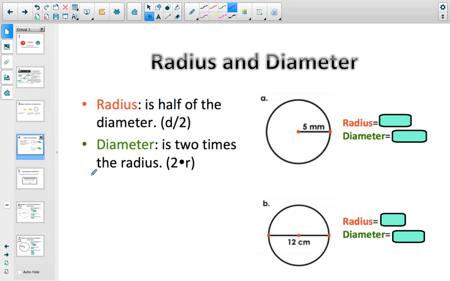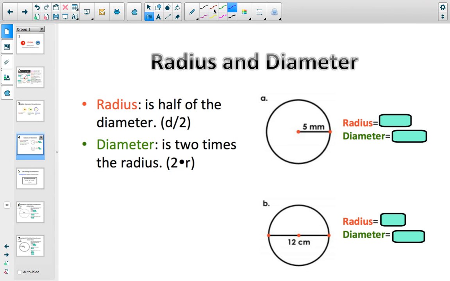Let's do an example of finding the radius and the diameter. So radius is half of the diameter. Say you're given a circle that provides you with the diameter and it asks you to find the radius, you would do diameter divided by 2. Diameter is 2 times the radius. So if you were given a circle that provided you with the radius and it asked you to find the diameter, you would have to do 2 times the radius. Let's look at some examples.